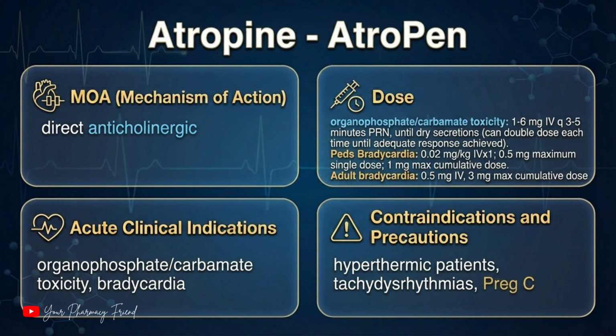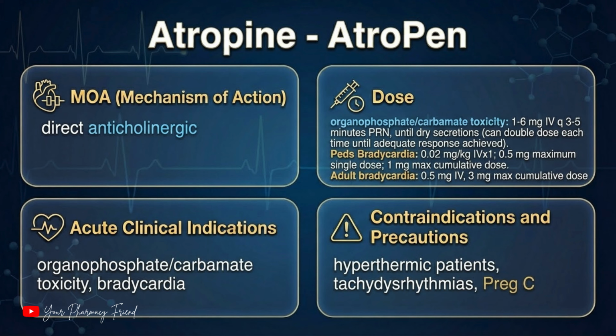Now let's discuss the contraindications and precautions. Atropine should be used cautiously in hyperthermic patients, as anticholinergic medications can reduce sweating and potentially worsen heat retention. It should also be used carefully in patients with tachydysrhythmias, since atropine increases heart rate and may further aggravate existing abnormal cardiac rhythms. Finally, regarding pregnancy safety, atropine is classified as pregnancy category C, meaning that it should be used only when the potential benefits justify the potential risks to the fetus.